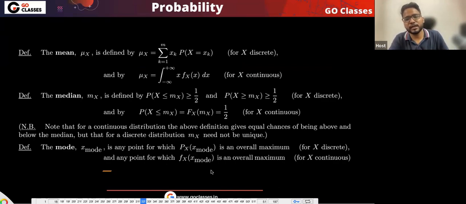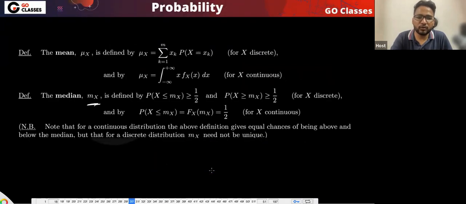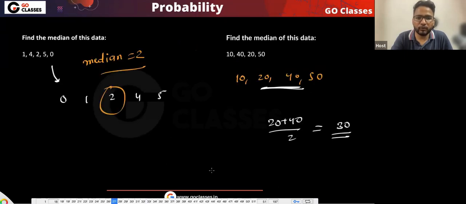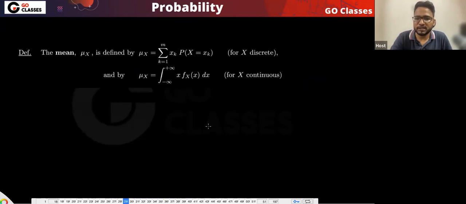So anyway, that's all we need to know for mean, mode, median. Mean, you know how to calculate. Mode is just the most frequent number, and what was the other one? Median. Yeah, median is just the middle number. Given the data, we can do it. Given the probability distribution, we will just draw samples and then do it. Okay, I hope that is easy.